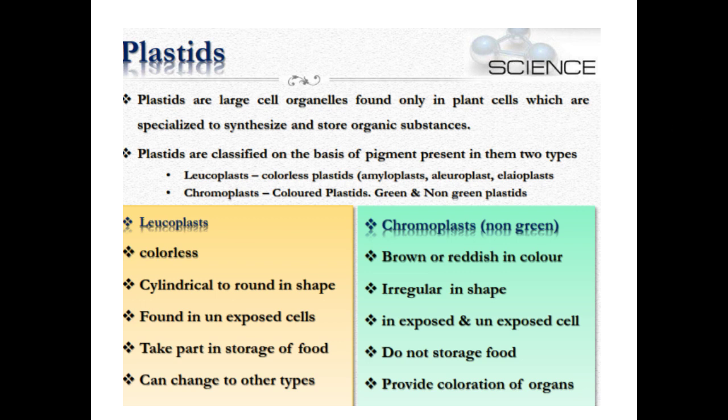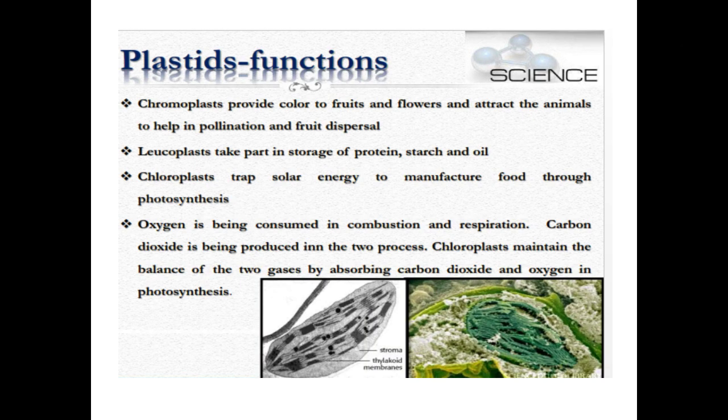So, next we'll move to the functions of plastids. Chromoplasts provide color to fruits and flowers and attract animals to help in pollination and fruit dispersal. So, the color of the fruit and flower depends on chromoplast. Leucoplast takes part in the storage of protein, starch, and oils.